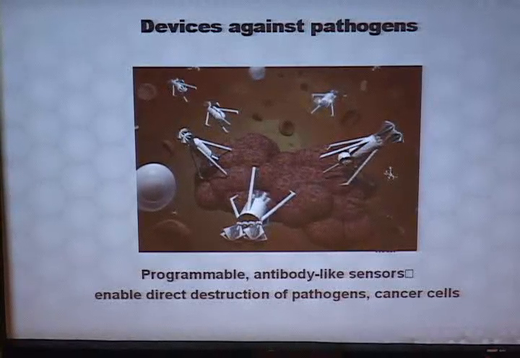Cancer cells could also be recognized and destroyed selectively. And beyond that, biological processes could be influenced in various ways to encourage the growth of cells where they're needed to heal damaged tissue.